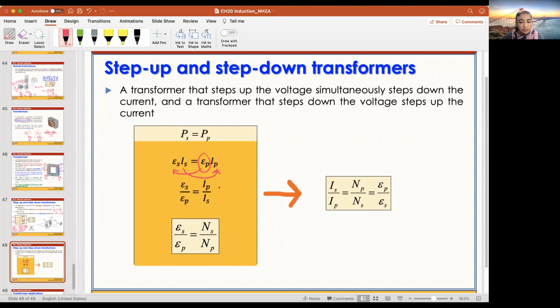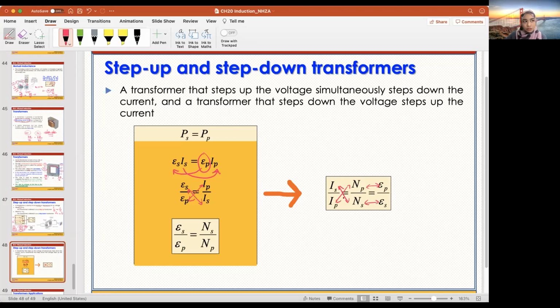Now, what we need to note here is that it is flipped. The S is down here, the P is flipped. But previously we talked about N and EMF, they are the same. So P with P, S with S. But when it comes to I, it is flipped. So this is something that you need to be aware of. Okay?